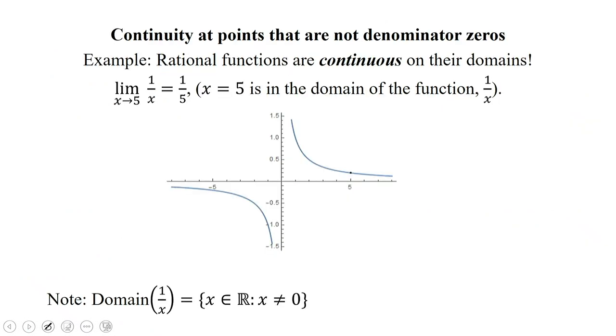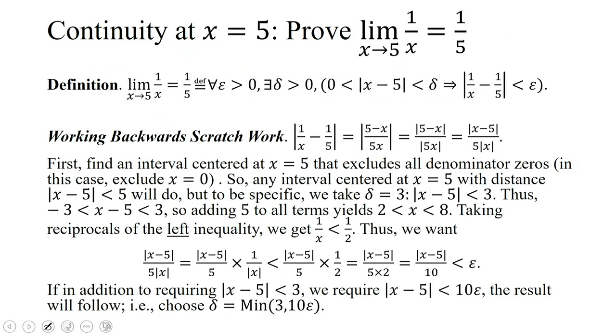So rational functions are continuous at points that are not zeros in the denominator. So here's the rational function 1 over x, and the graph is as shown. It has a vertical asymptote at the line x equals 0, which is the y-axis. But you notice it is continuous at the point where x is equal to 5. So I'd just like to show you what's involved in a proof of that. It's somewhat similar to what we had before with polynomials.